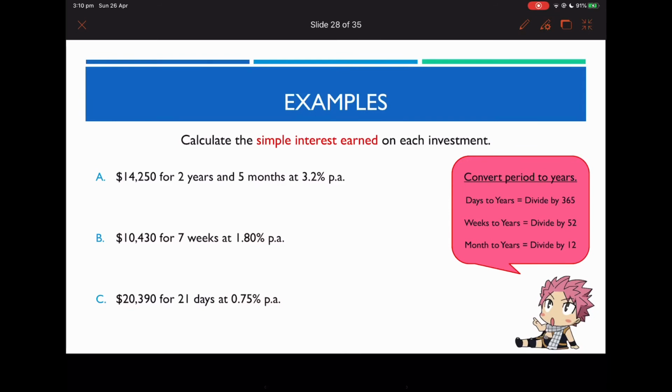So the question wants us to calculate the simple interest earned for $14,250 for 2 years and 5 months at 3.2% per annum. So this is already given to me in years, but it has 5 months as well. So what I need to do is convert the 5 months into years. And in order to do that, I essentially just divide that by 12.